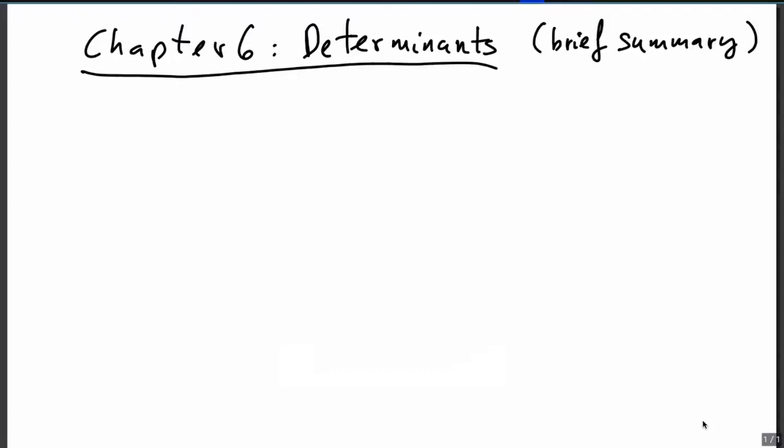We continue with chapter 6, determinants. This will be a very brief summary of this chapter. And the reason for the briefness is the following. First of all, there are some theoretical applications and generalization of determinants in pure mathematics.